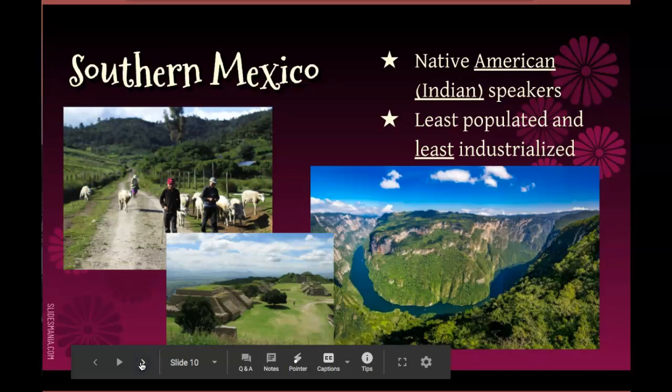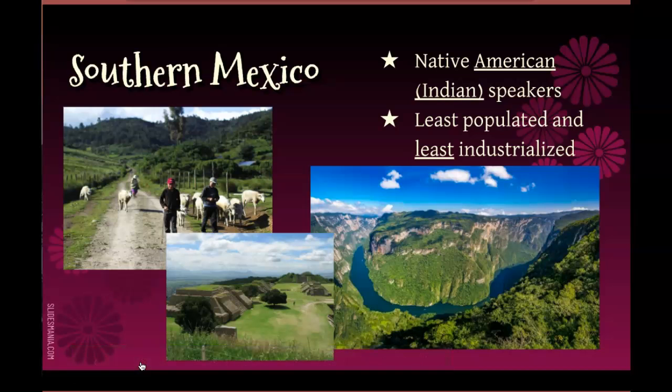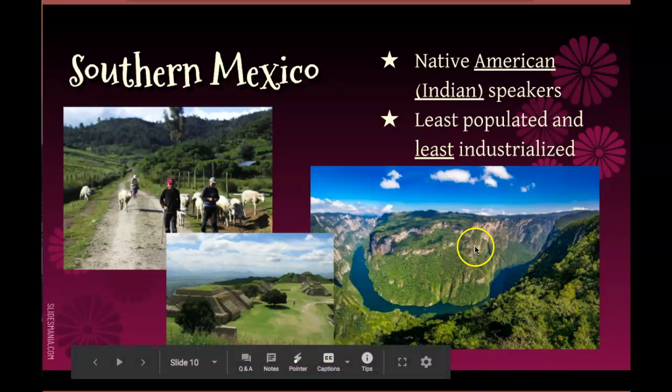Southern Mexico is very, very south, very close to the end of the border, the tip of the boot, the very bottom. This is where Native American Indian speakers are located. This is the least populated and the least industrialized. What that means is there's not a lot of people here and not a lot of cities. There's not a lot of factories. It's very barren, more of a natural landscape. That's where you're going to find the most beautiful landscapes, rolling hills, and not a lot of things obstructing the views.